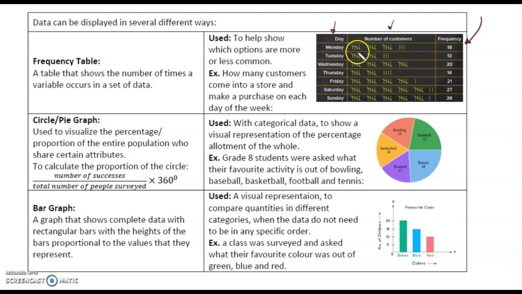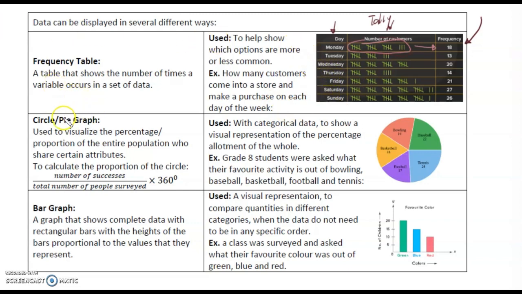So in the middle here, this is called a tally of the number of customers. And then what we would do is we would count these up. We would tally them up, count them, and record 18 as the frequency. So what this does is this is used to help show which options are more or less common. So example, how many customers come into a store and make a purchase on each day of the week?